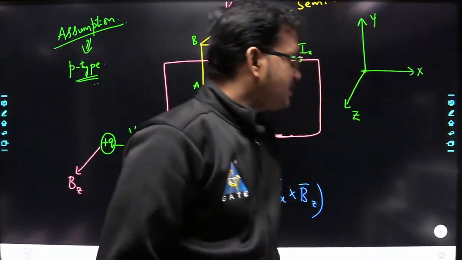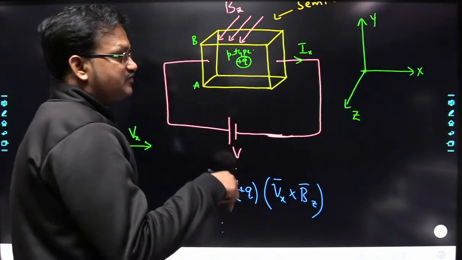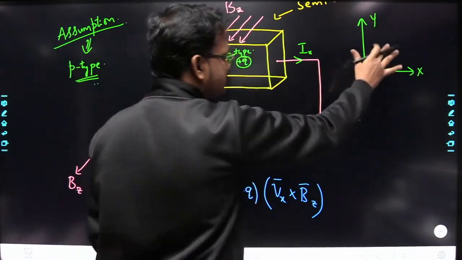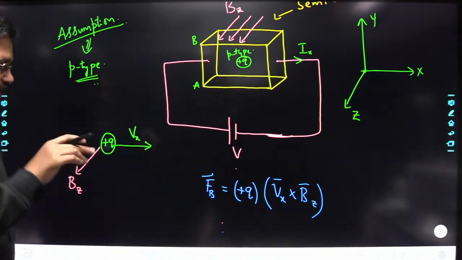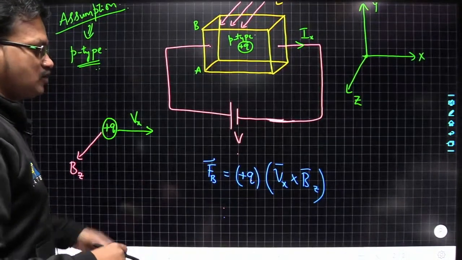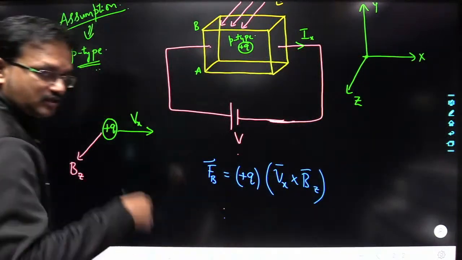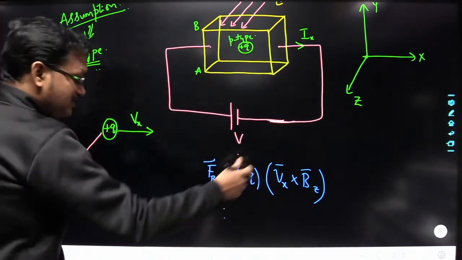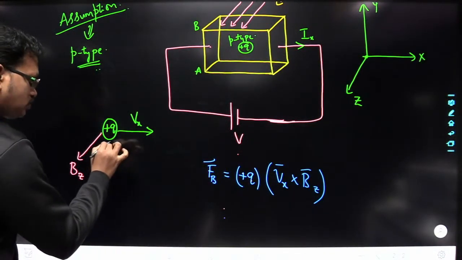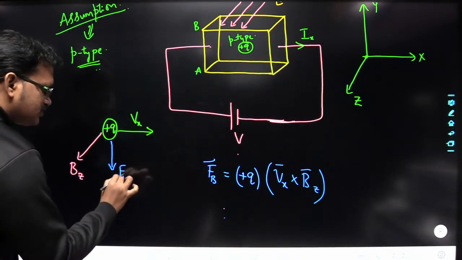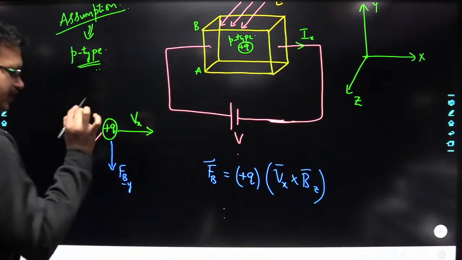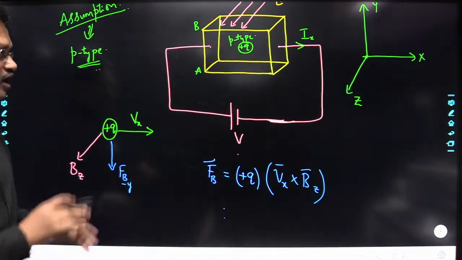It is going to experience the force downward. Downward means in which direction? Here I have given the coordinate axis now. Downward means it is negative y direction. Yes or no? So x cross y is nothing but minus y. X cross z is nothing but minus y. So it is going to experience a magnetic force in the negative y direction.